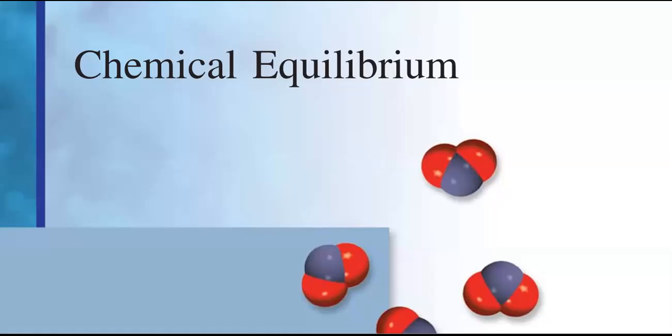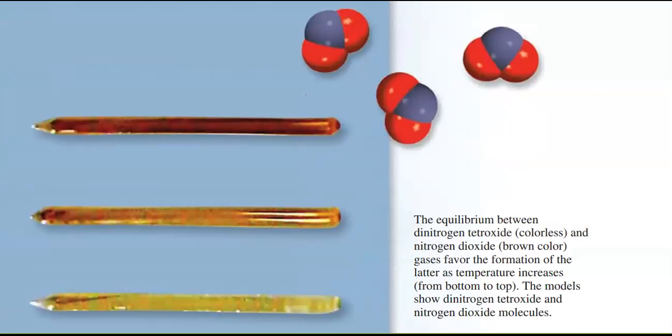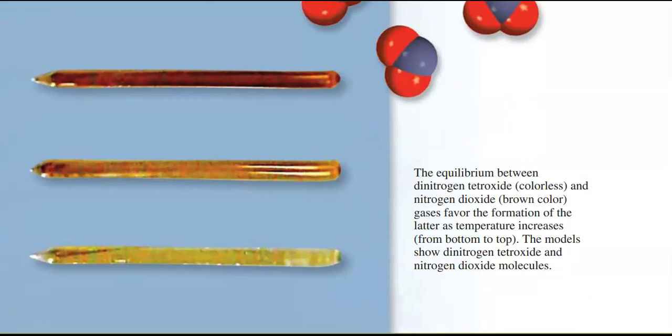Yeah, let us discuss an interesting topic called chemical equilibrium. In this chemical equilibrium, there is a small picture we are showing here. That is the equilibrium between dinitrogen tetroxide, which is colorless, and nitrogen dioxide, which is brown in color.